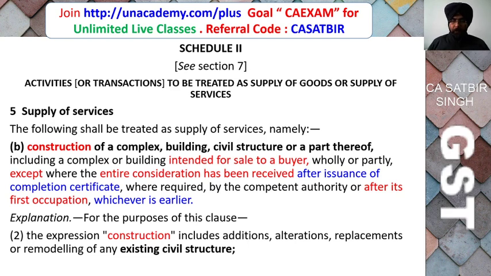The completion certificate is to be issued by the competent authority, or after its first occupation, whichever is earlier. So either the building should be completed and there should be a completion certificate, or it should be first occupied by the person, whichever is earlier. For the purpose of this clause, construction will include any addition, alteration, replacement, remodeling of any existing structure also. So you know that not only a new structure, an existing civil structure can also be there.